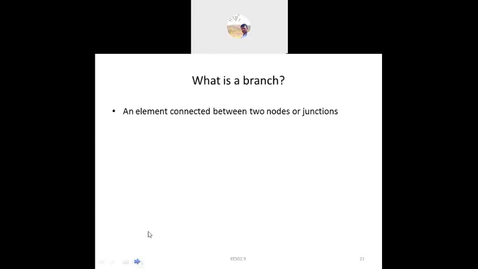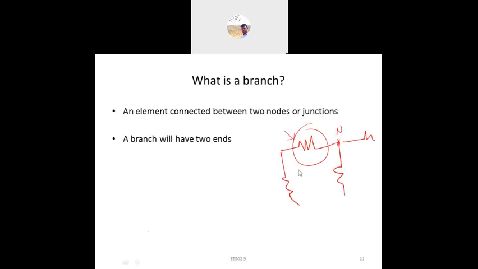So what is meant by a branch? An element connected between two nodes or junctions is called a branch. Here we are connecting a resistor between two nodes, so this is one branch, and this is the junction or node point. A branch has two ends: this is the first end, this is the second end. The two ends may be designated as starting and finishing.